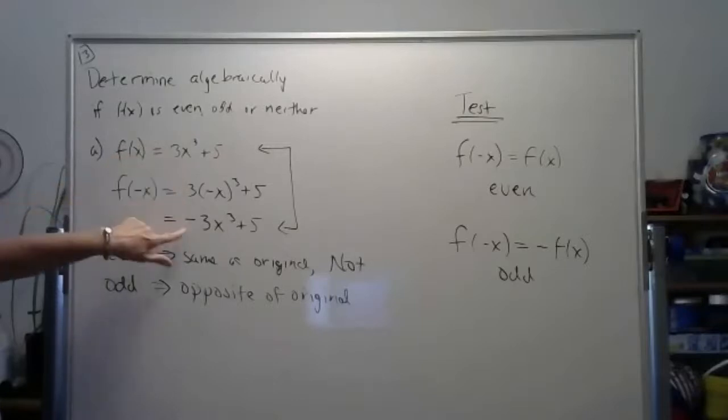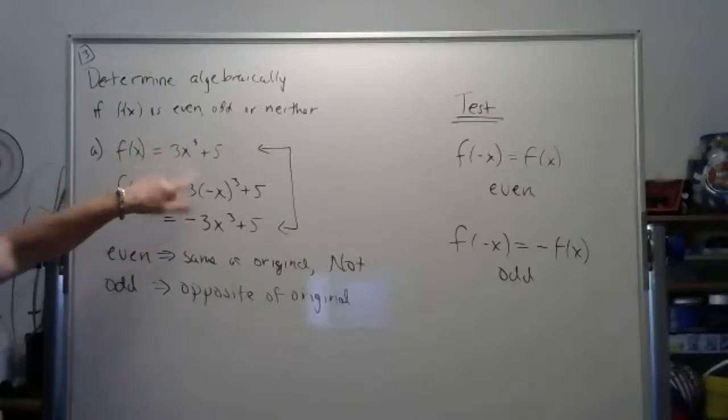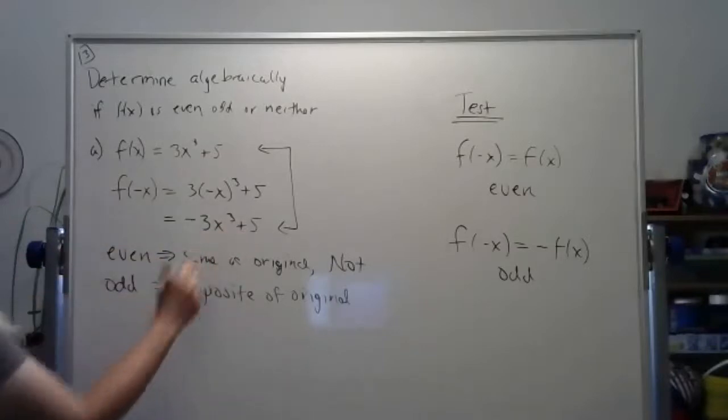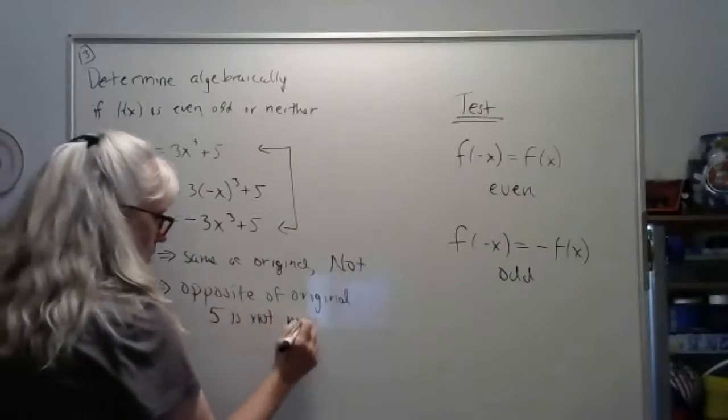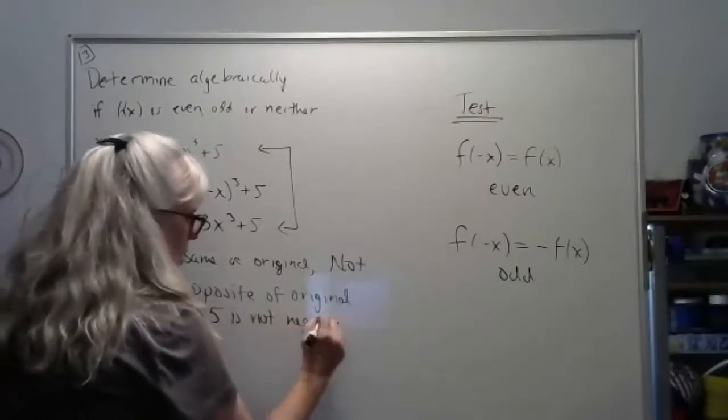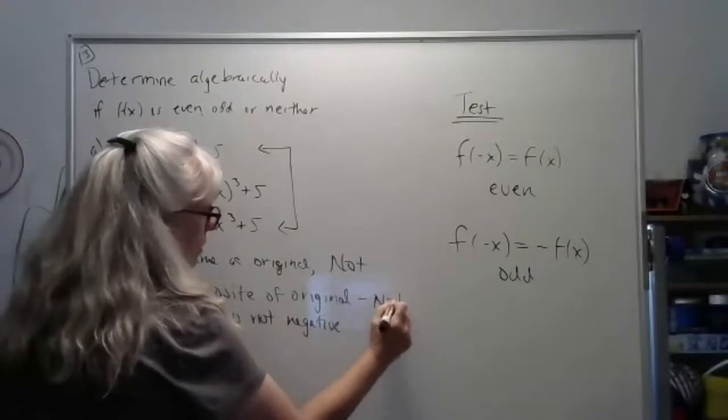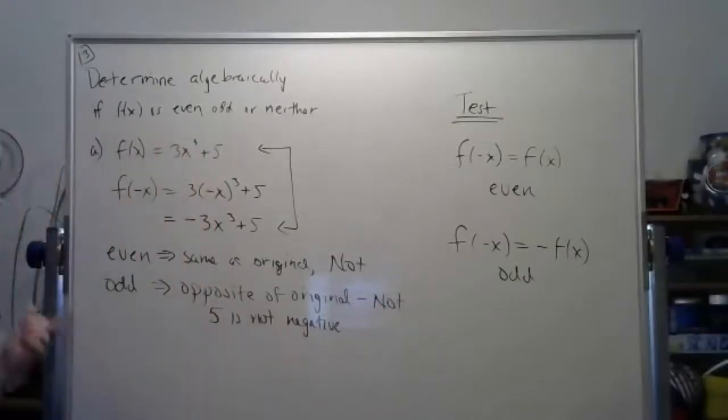Well, no, because if I ask you to change the sign of the function, you would also change the sign of the 5. So because the 5 is not negative, we didn't touch the 5 at all. This is also a not. So it's not even and it's not odd.